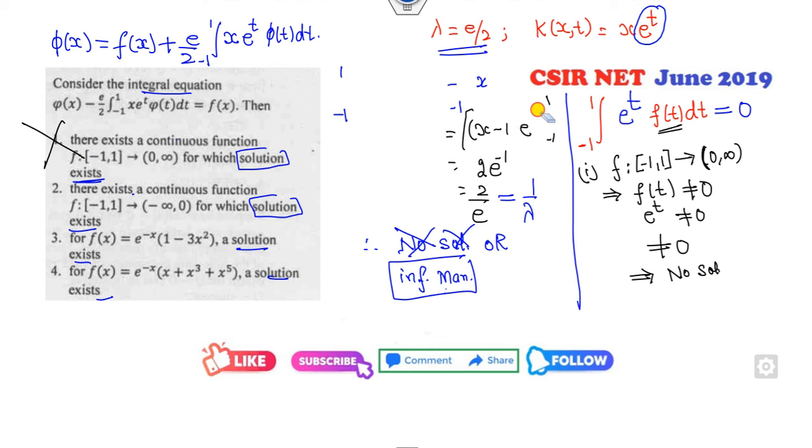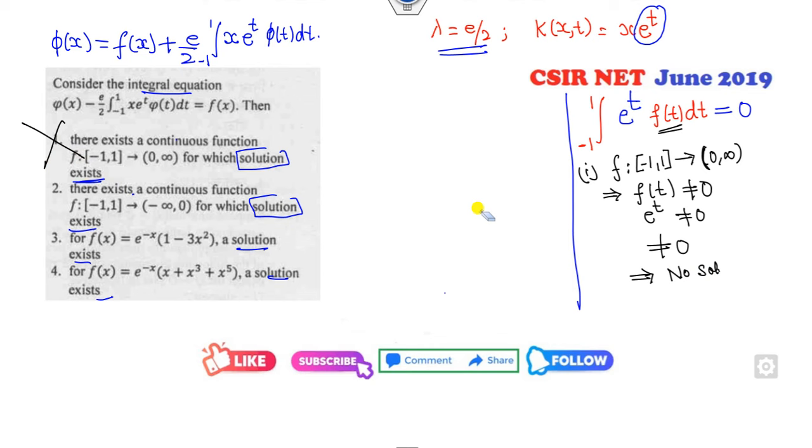Fine. Now look at the second option. Again, f(t), what is the range of this? Minus infinity to zero. What does it mean? f(t) will be non-zero. So if this is non-zero, this can never be zero. Again the integration will be non-zero. So that means no solution exists.